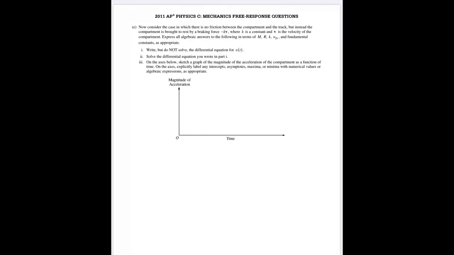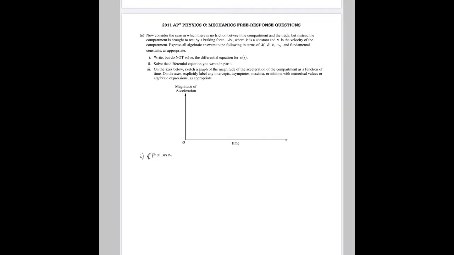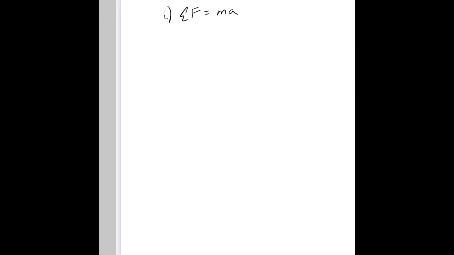All right. Moving on to part E. Write but do not solve the differential equation for v of t. Okay. So by this point, hopefully, we are getting real used to seeing this type of expression. So let's look at the sum of the forces. Sum of the forces is equal to mass times acceleration. The forces that are bringing this thing to rest, well, that's going to be our braking force, which is negative kV. So negative kV is equal to mass times acceleration.